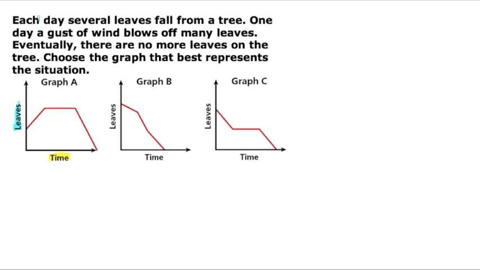So let's read this question. It says, each day several leaves are falling from a tree. One day a gust of wind blows off many leaves. Eventually there are no more leaves on the tree. Okay, let's break this down so we can see what's going on. It says each day, so as time is moving forward, we have leaves falling. That means we are decreasing the amount of leaves on this tree.